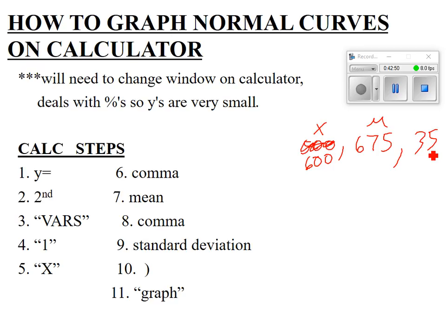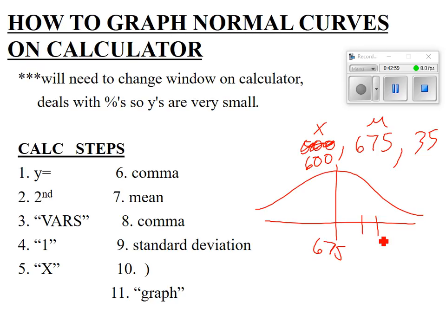That's why usually I don't do it. Usually I would just take my pen and draw this: 675 goes right there, put some marks here, subtract 35 going down, add 35 going up, and draw the graph that way instead of using the calculator, because as soon as you start changing your table and everything on here, as soon as you start zooming in or out, it's screwed up until you fix it again, and you have to change it every time.